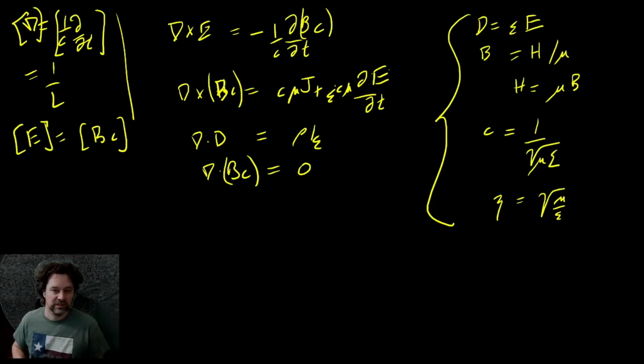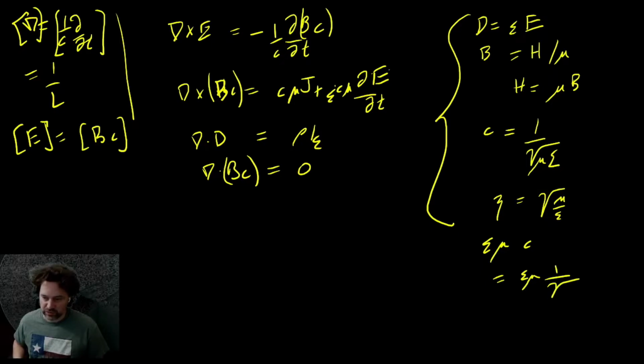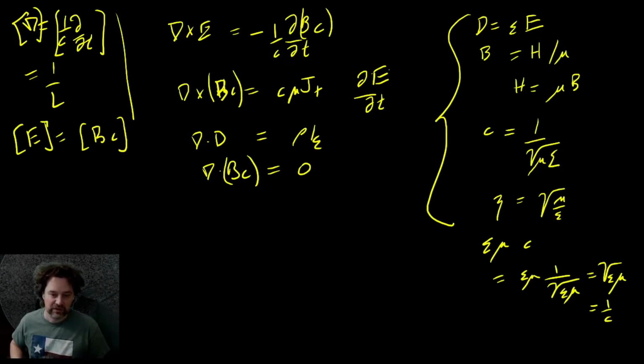All right. Now, epsilon C mu is epsilon mu times C, which is epsilon mu times 1 over square root of epsilon mu, which is square root of epsilon mu, which is 1 over C. So, what do you know? Everything just happens to work out perfectly so that we get 1 over C d dt.